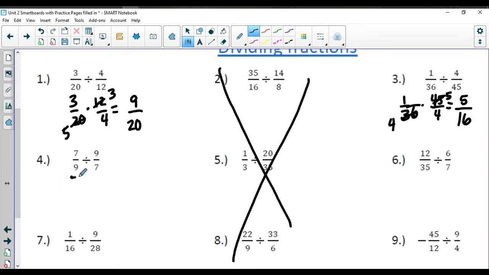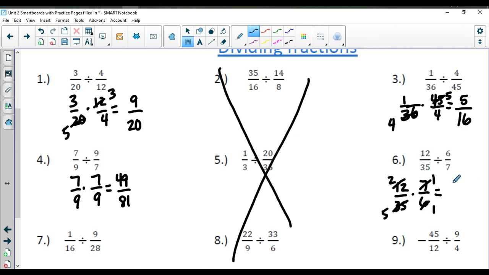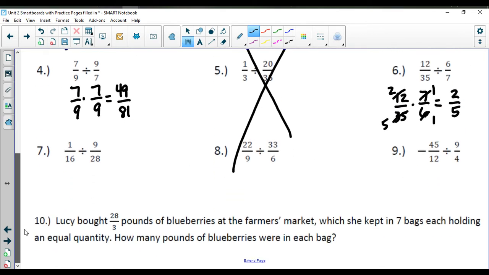Question number 4, keep, change, flip it over for your reciprocal. Nothing to reduce. You're going to get 49 over 81. And in number 6 then, keep, change it, reciprocal, reduce, because these have common factors of 7, and this has a common factor of 6. So 2 times 1, 5 times 1. So I get 2/5.